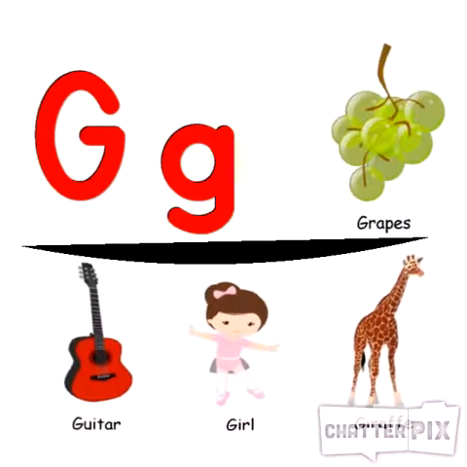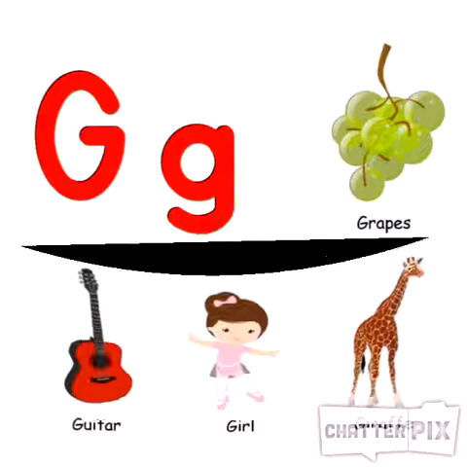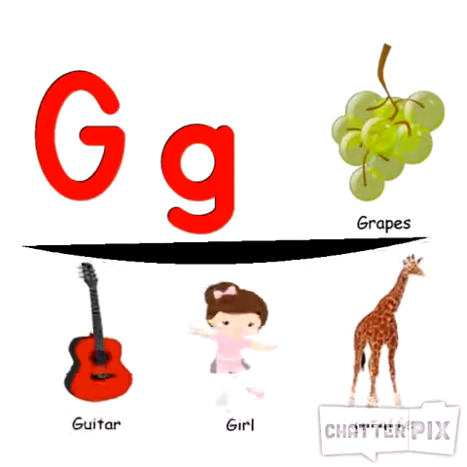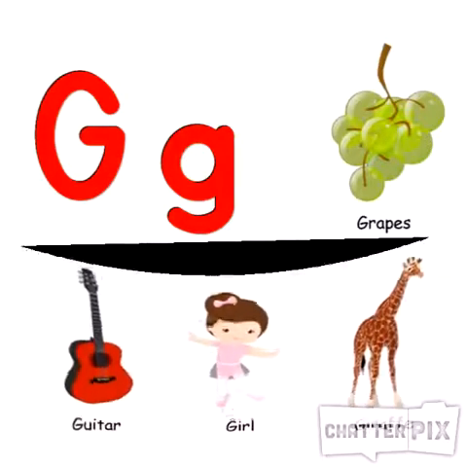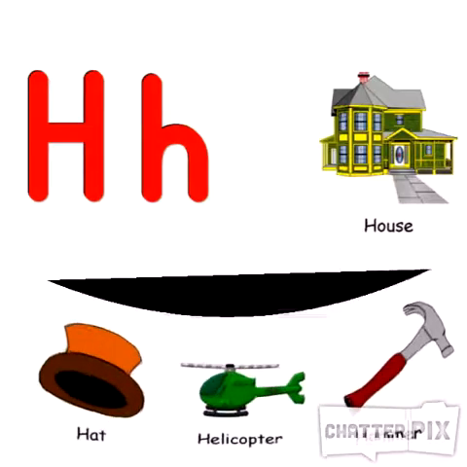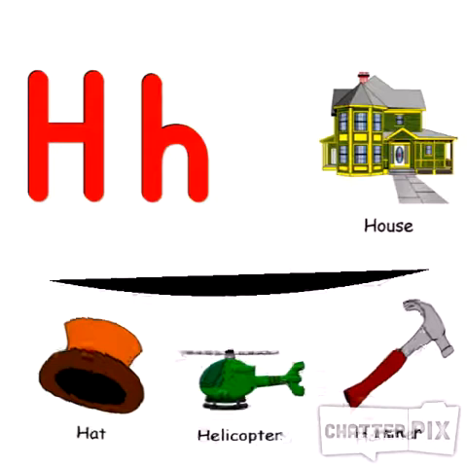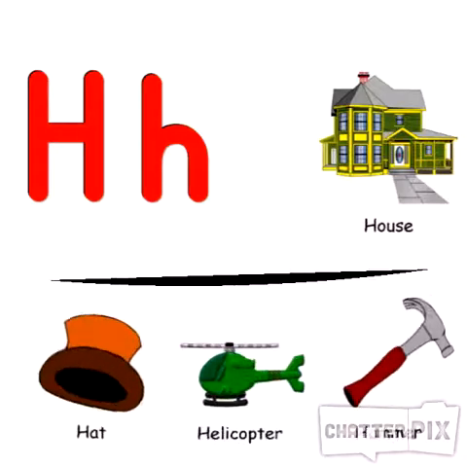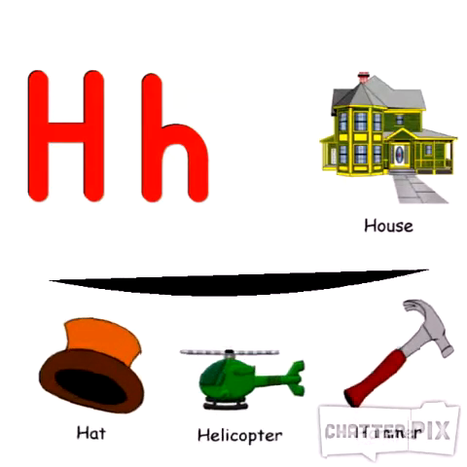G. Grapes G. Guitar G. Girl G. Giraffe G. So children, after G, next letter is H and the sound of H is H. H. House H. Hat H.